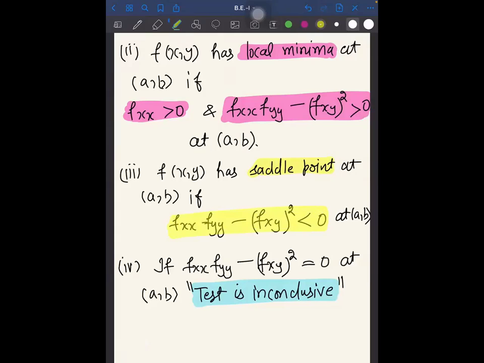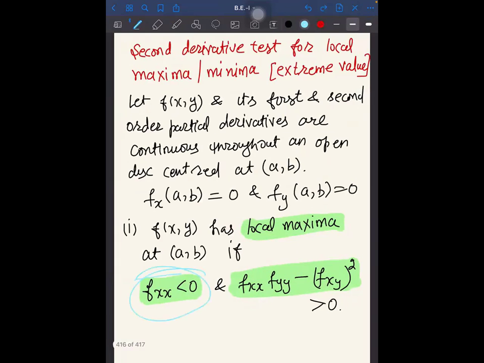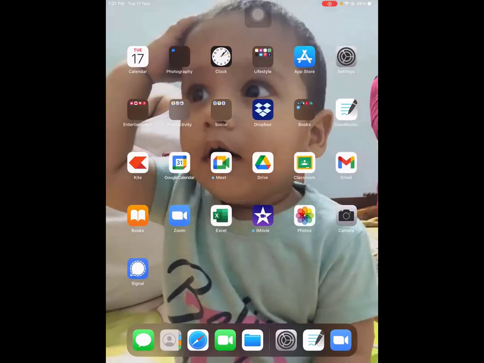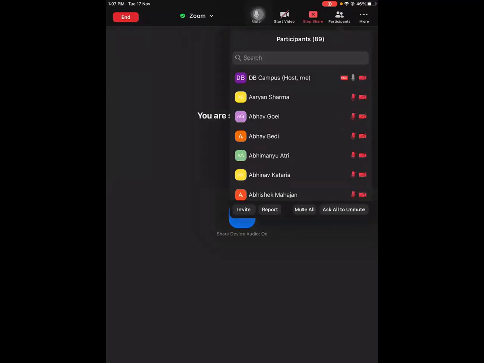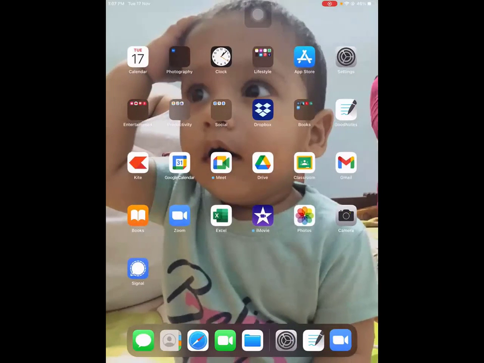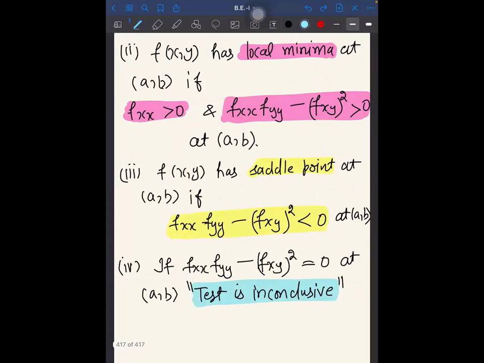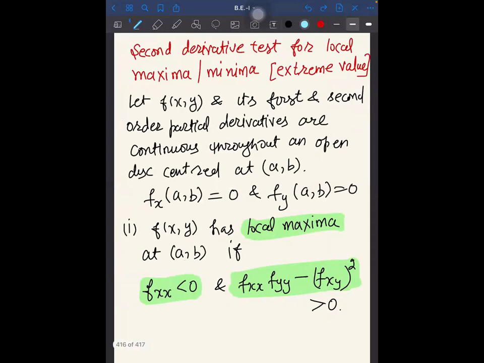So now can anybody infer why I am putting this thing? Why am I putting that fxx is greater than 0 here and fxx is less than 0 here? Can anybody tell me what is the importance of fxx? Somebody can tell me? So we are checking the double derivative, the double derivative in a particular direction.